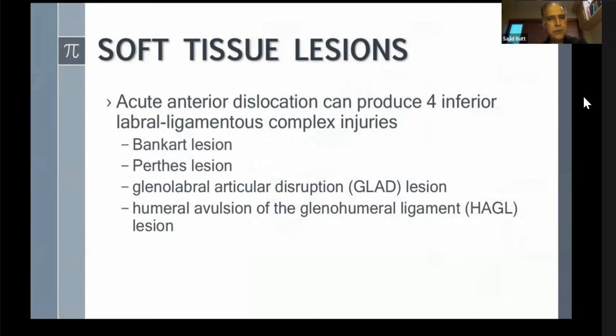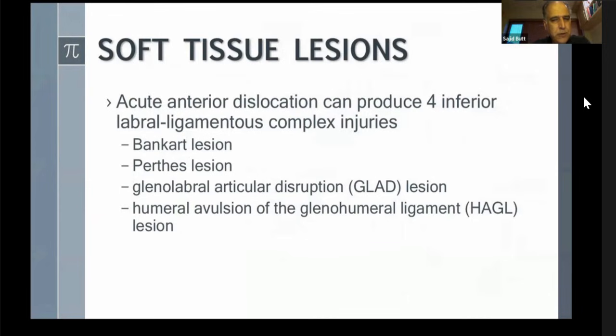So what about the soft tissue injuries? We've talked about the bony Bankart. What about the standard Bankart? Standard Bankart is just an injury of the glenoid labrum. You've got a fracture of the glenoid labrum, which is the Bankart's lesion. Then you've got an undisplaced fracture, which is the Perthes lesion. Then you've got the glenoid articular disruption lesion, the GLAD lesion.